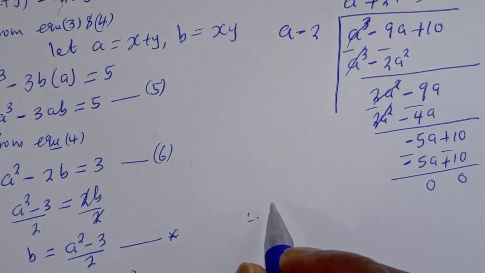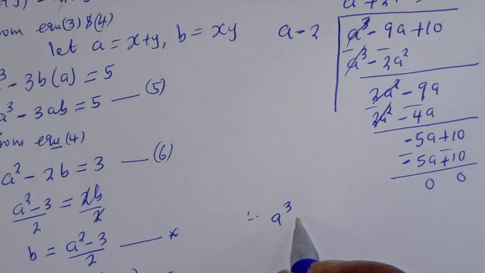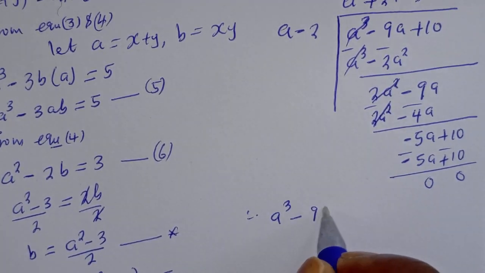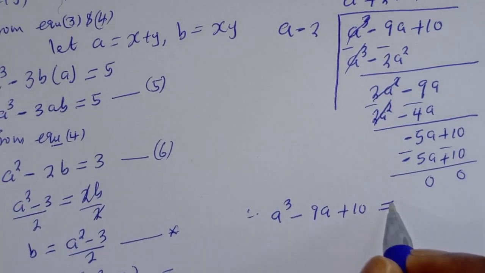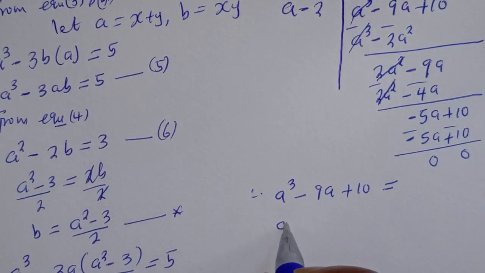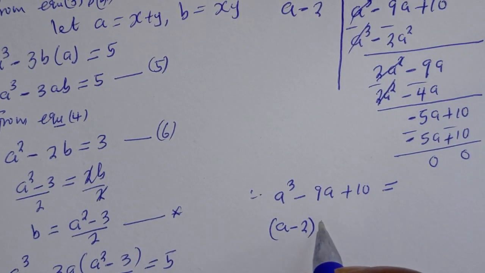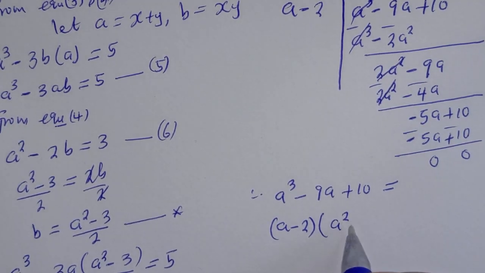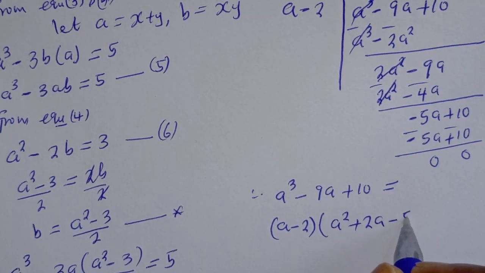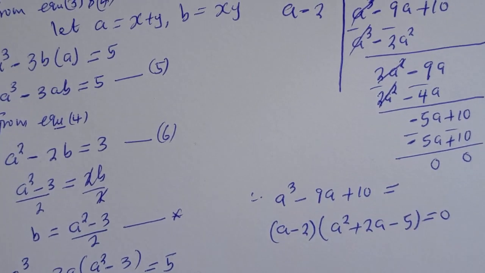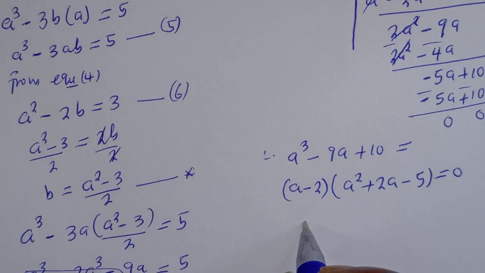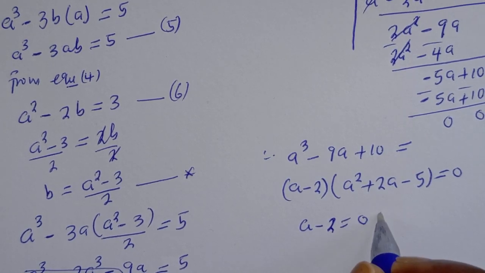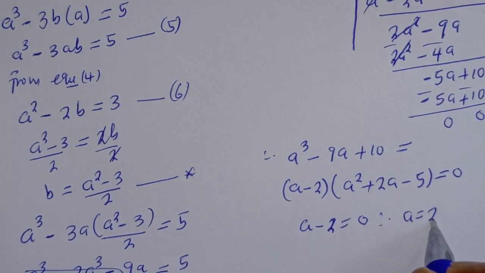Therefore, a raised to power 3 minus 9a plus 10 will be equal to a minus 2 bracket a squared plus 2a minus 5 equal to 0. From here, there are two cases. The first case is a minus 2 equal to 0. Therefore, a is equal to 2.